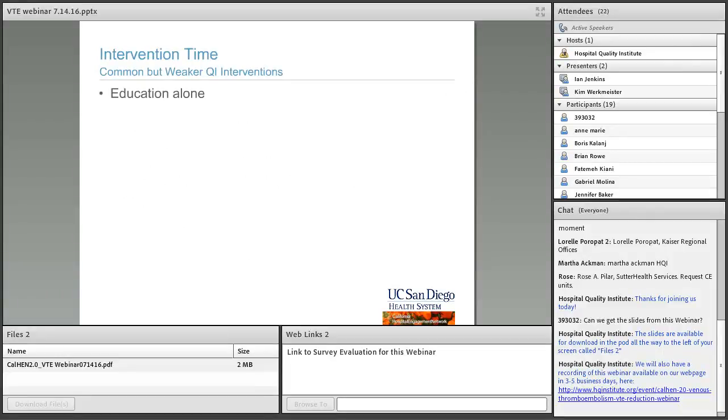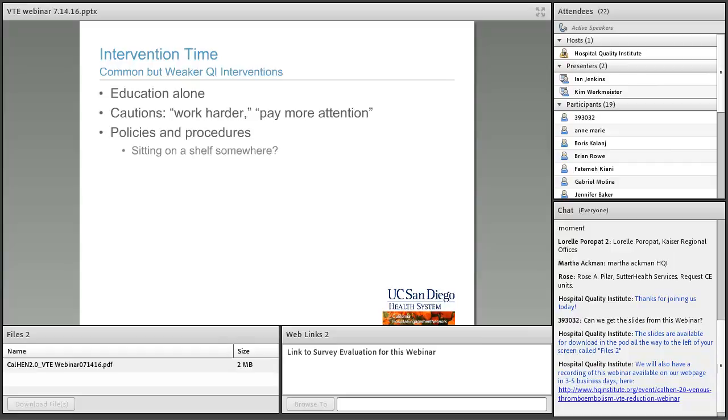So these are some interventions that you can do that don't work that well. Education is crucial, but education alone is not going to do it. Most of our problems in hospitals are not knowledge deficits. Instead, they are really smart people trying to do their best in a tough situation. You can tell people to work harder and pay more attention, but until you've walked in their shoes, you might not realize how hard that is or that they're already doing their best. A lot of hospitals are satisfied when they produce a policy and a procedure, but if the frontline workers never heard about them and they're just sitting on a shelf somewhere, that doesn't help any patients.